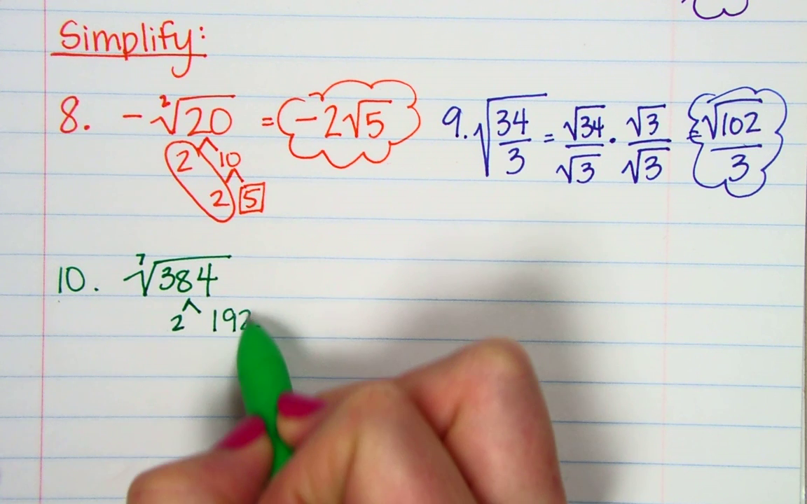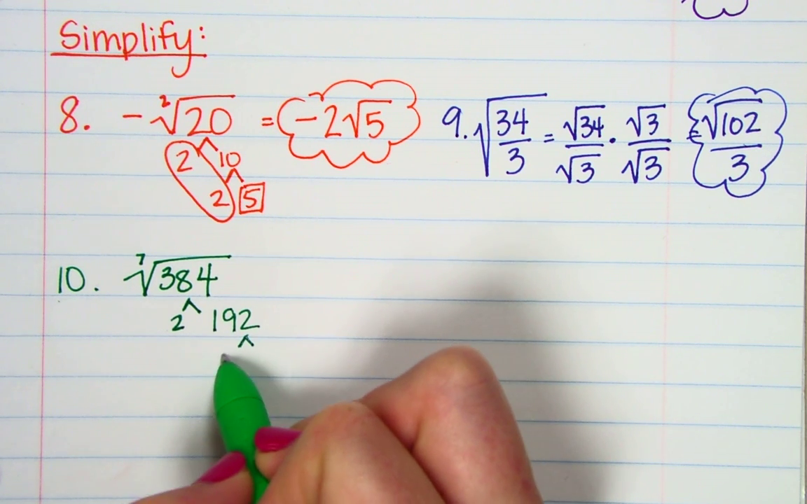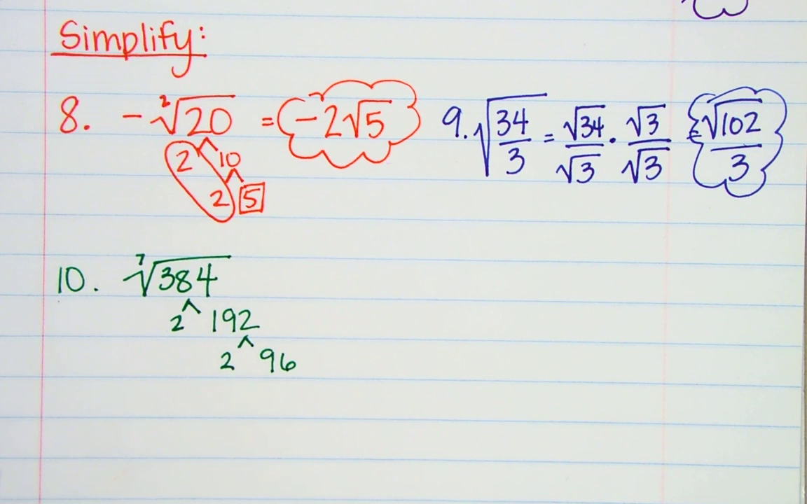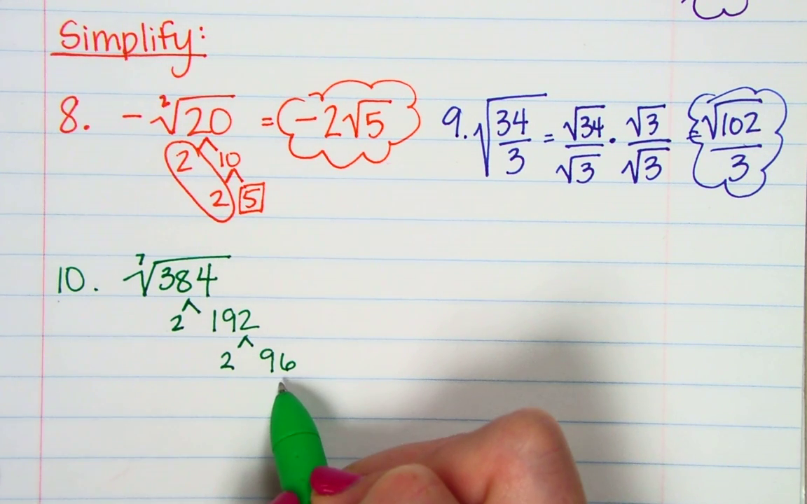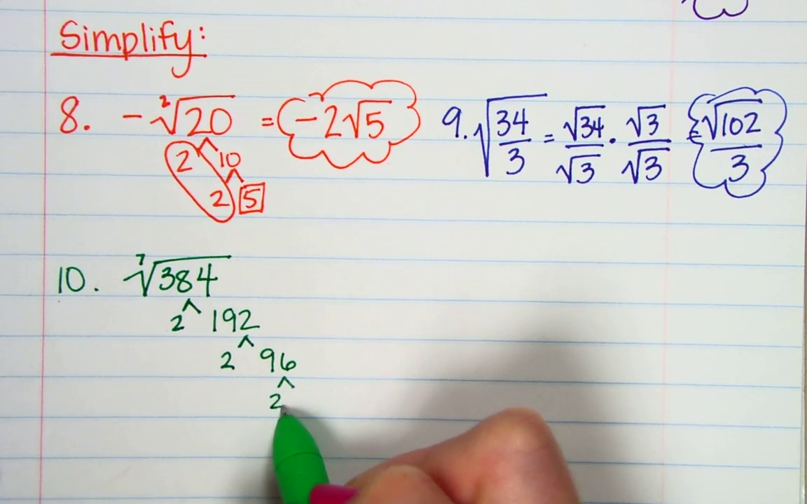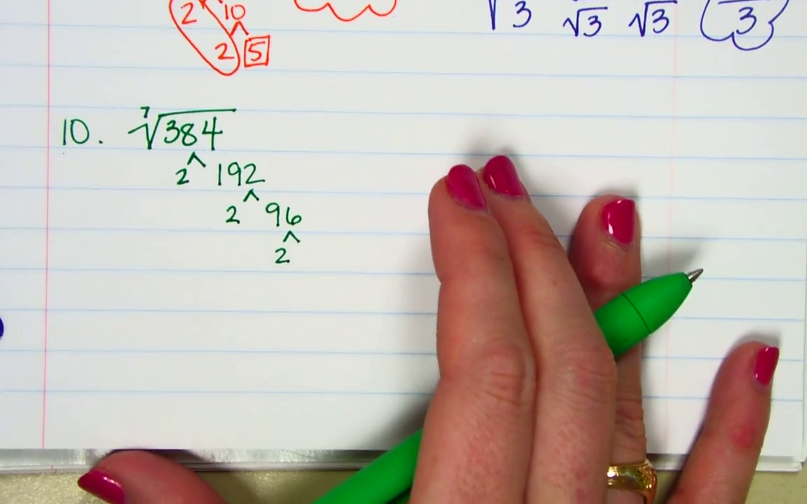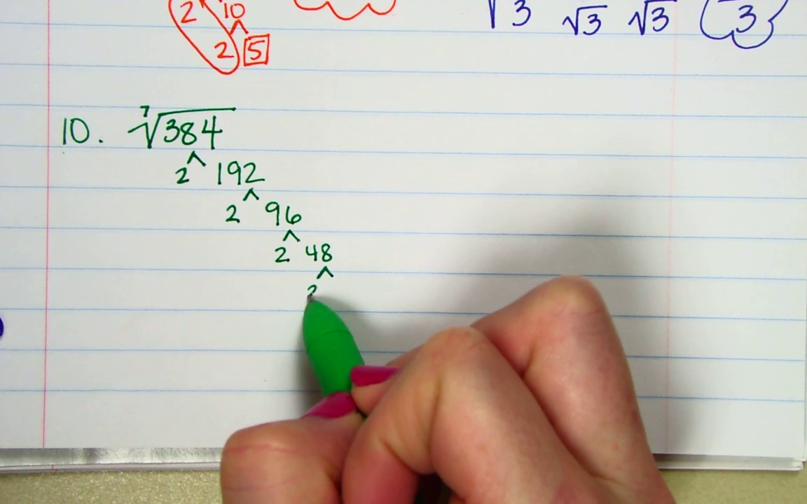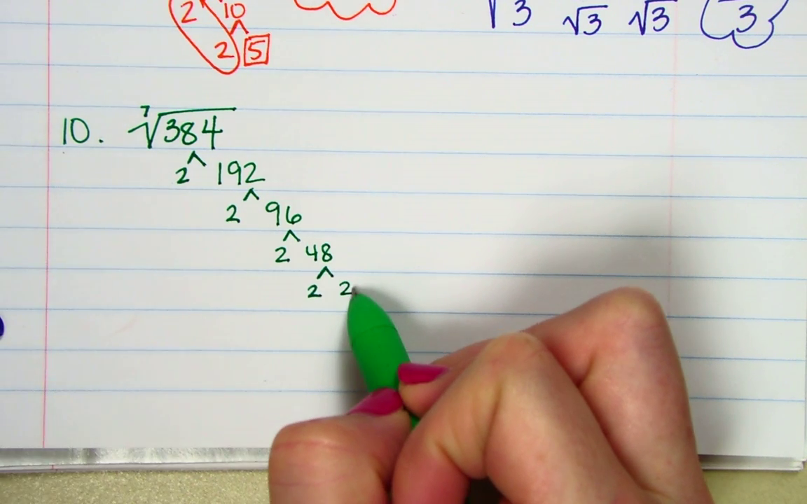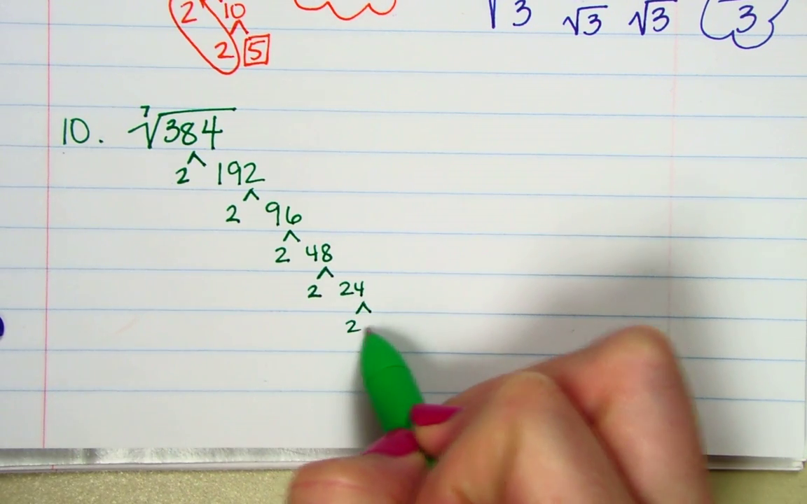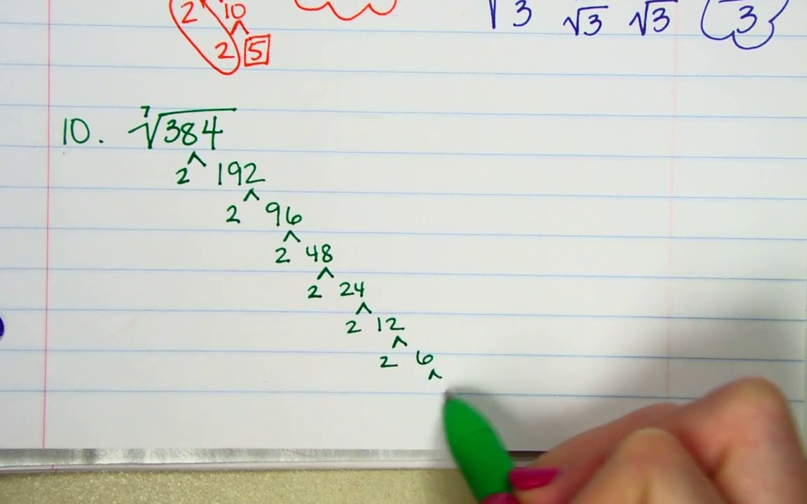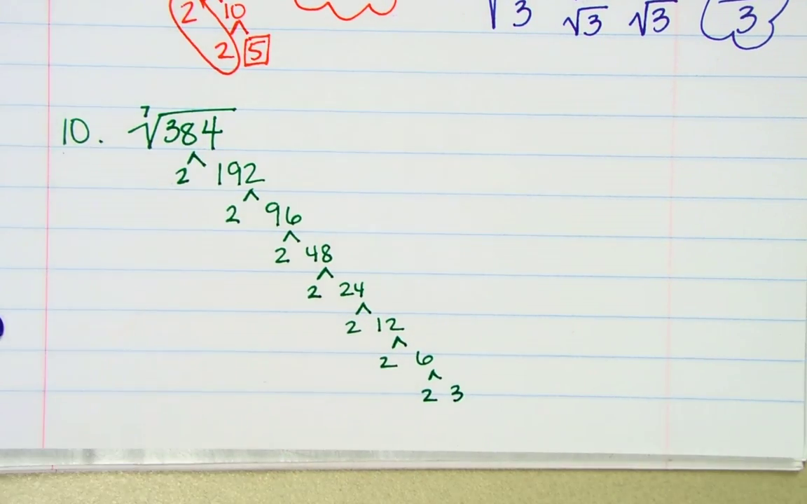192, you can tell, is even. So that's 2 times 96. 96, that's even. So you know it's going to be 2 again. 48. Okay, another one. 24. 12. 6 and 2. 2 and 3. All right, and there you go.